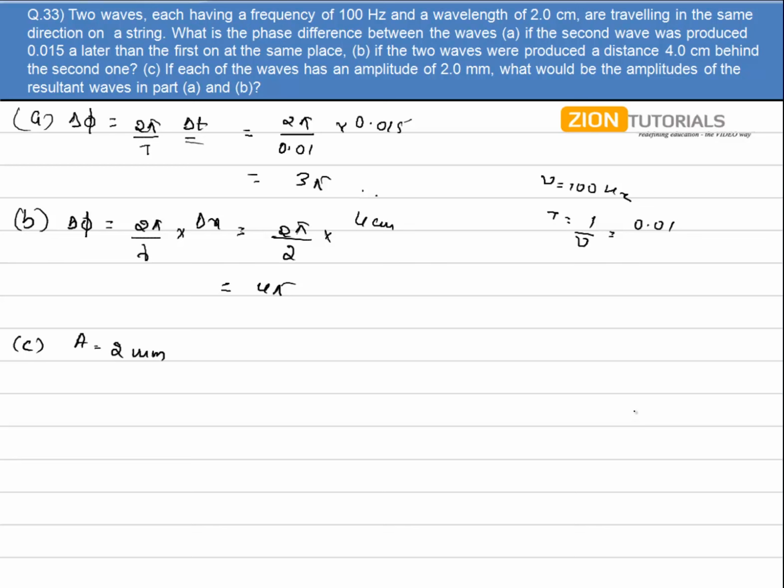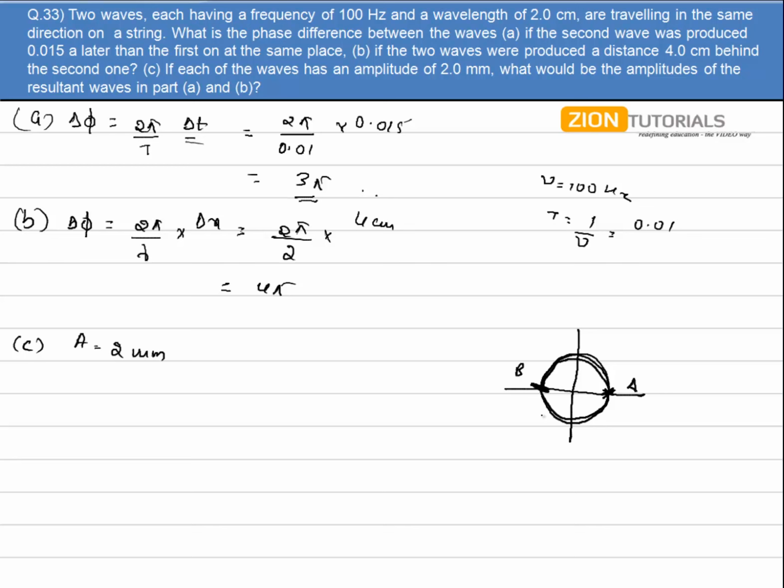In part A, there is a phase difference of 3π. The phase difference of 3π is the same as that of π, because if a particle is moving in a circle and starting from here, then a 3π phase difference means one complete circle and one semicircle. So the particle is at this position, which is exactly out of phase with the position at point A.